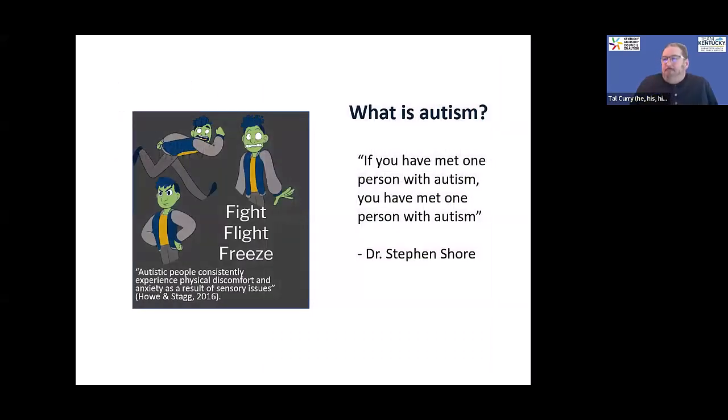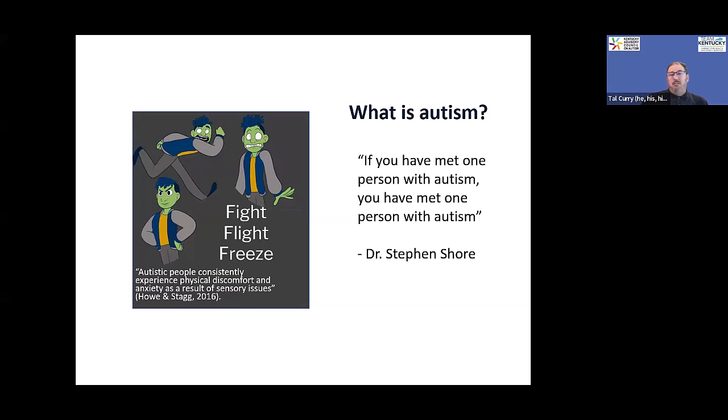Another way to look at autism from the senses is from fight, flight, or freeze. This was a graphic created by an autistic. And I like the quote under it: autistic people consistently experience physical discomfort and anxiety as a result of sensory issues. And again, if you've met one person with autism, you've met one person with autism. Stephen Shore quoted that, and I think that is very true to how we look at autistics.